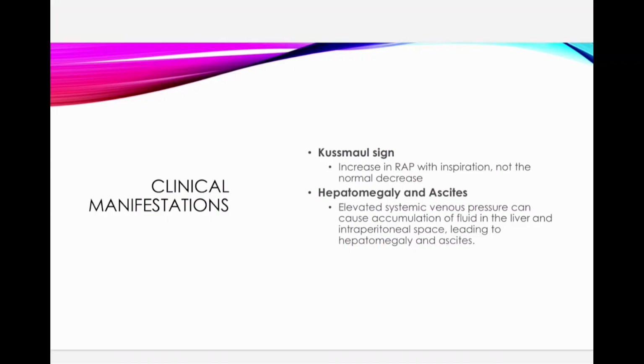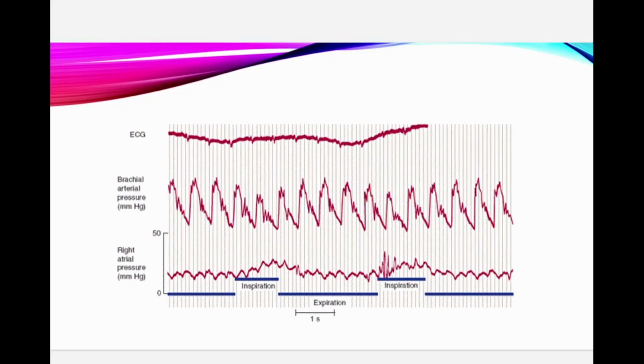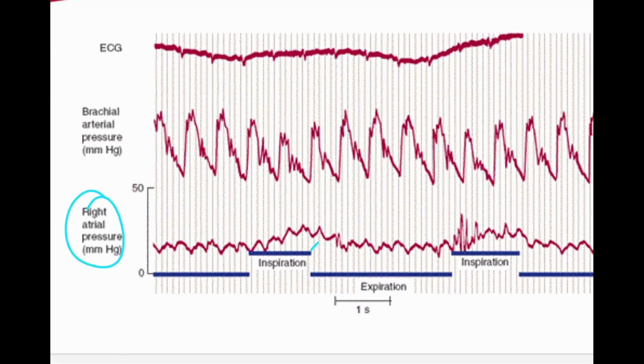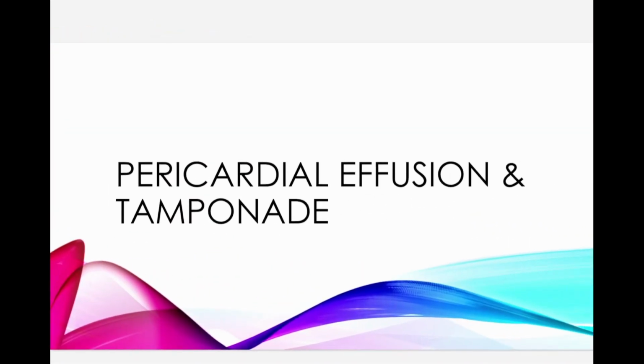Here's the Kussmaul sign they're going to have: increased right atrial pressure with inspiration, not the normal decrease. Hepatomegaly and ascites. Blood can't fill. It's going to get backed up. Liver, ascites, abdominal swelling. Here is the Kussmaul sign on the bottom here. Here's your right atrial pressure. Here's your inspiration, and that right atrial pressure goes up with pericarditis.